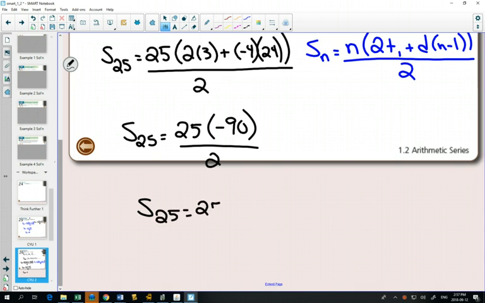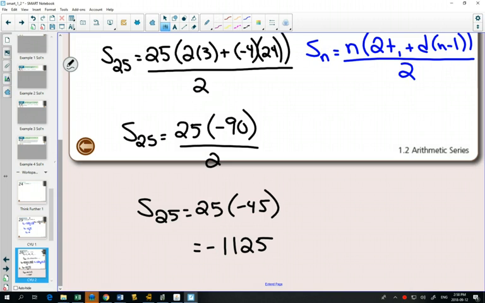Okay? I can divide 90 by 2. That makes my number smaller. Would you agree that I would get negative 45? Okay? And then 25 times negative 45, I believe that is negative 1,125. Okay?